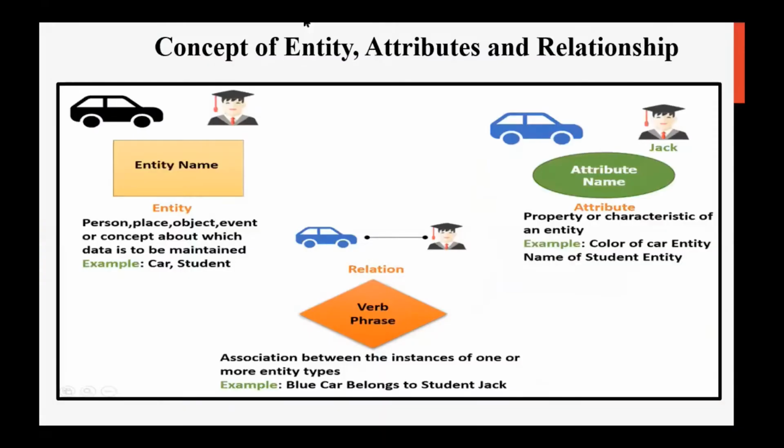So now let's start with the components of ER. There are three components of ER. First one is entity, second is attribute, and third one is your relationship. Okay. So first we will go to the entity.